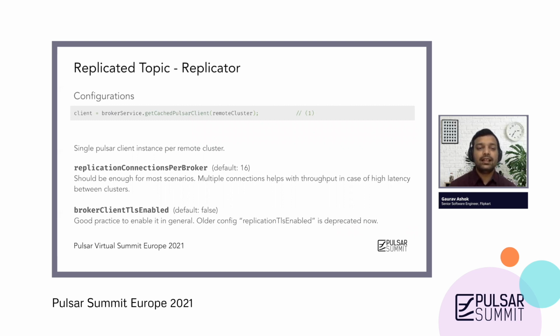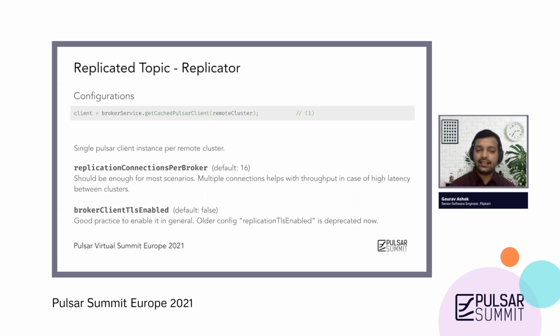So the brokers will actually cache the Pulsar client instance per remote cluster, so there's only one client per remote cluster. There you can configure the maximum number of connections that we can have per remote broker. Default is 16, which I think is more than enough for most scenarios. But having multiple connections does help in the case of high throughput and many partitions, when the inter-broker connection is actually latent, right?